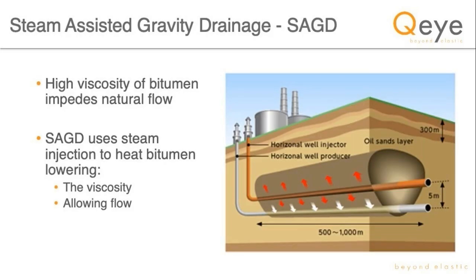So just a few words on the SAGD, so the steam assisted gravity drainage. So as I said before, this is high viscosity bitumen, and that really impedes any natural flow. So the concept here, as you see on the drawing on the right-hand side, is that you inject steam above the bitumen. It lowers the viscosity, allows it to flow. It flows downwards into the producer, the producing well, and can then be produced.